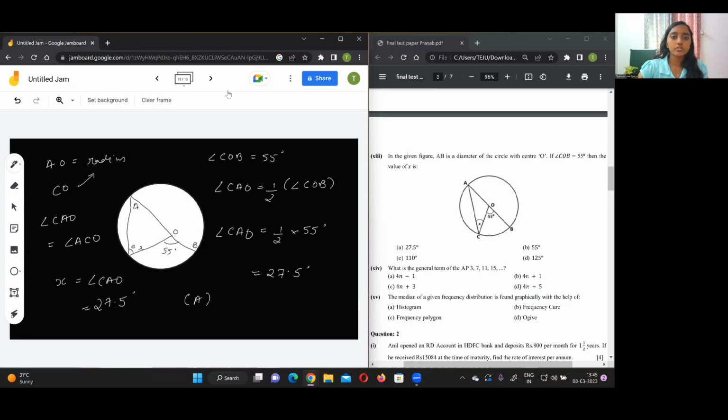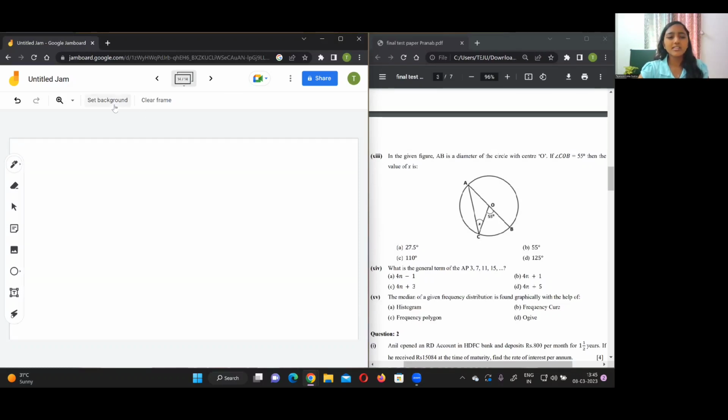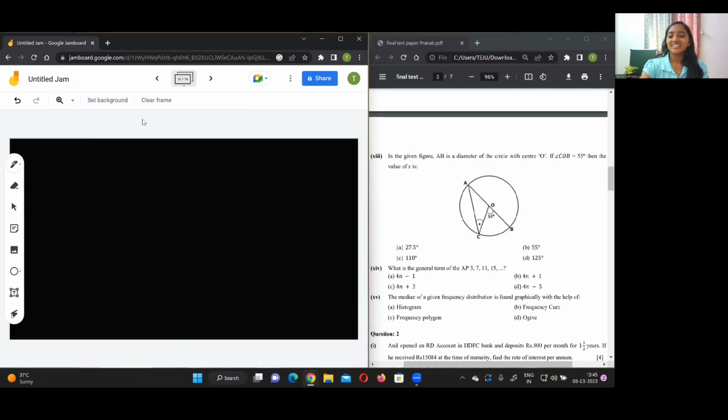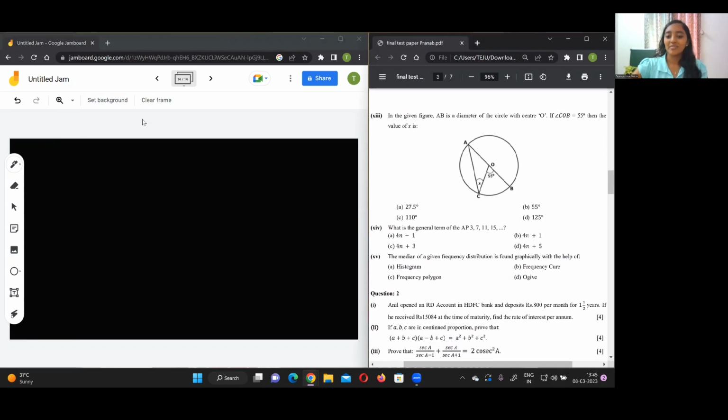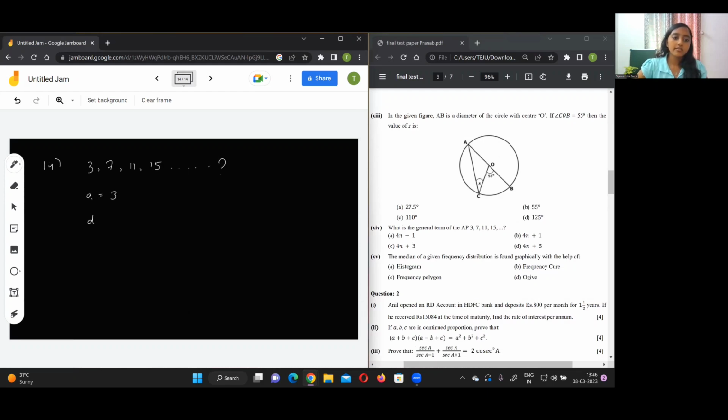Let's go on to the next question, which is the 14th question, the penultimate question. It's an AP based question. What is the general term of the AP? So the AP goes this way: 3, 7, 11, 15, ... What is the general term? That is, the general term is based on N. So A is equal to 3. D is equal to 7 minus 3, which is equal to 11 minus 7, which is equal to 4.